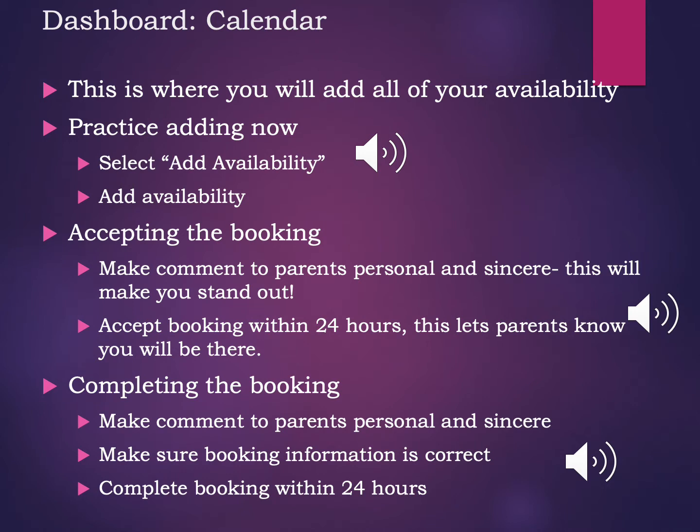When you get a booking request, you will receive a text message as well as a notification. When looking at your calendar, it will show as orange. Log into your account to accept as soon as possible. Click on the orange booking request and scroll down to the bottom where you will select the Accept button. You must leave a comment for the parents before accepting.